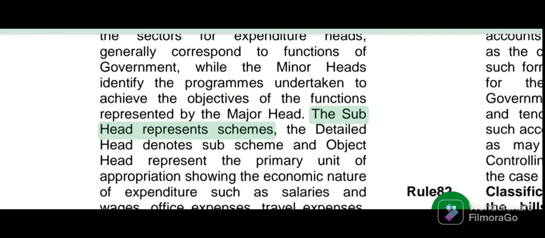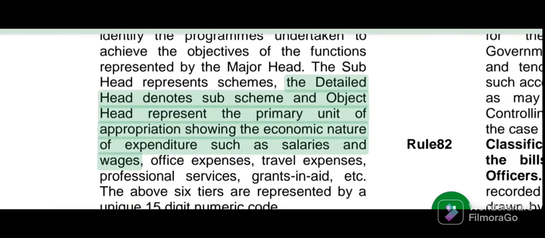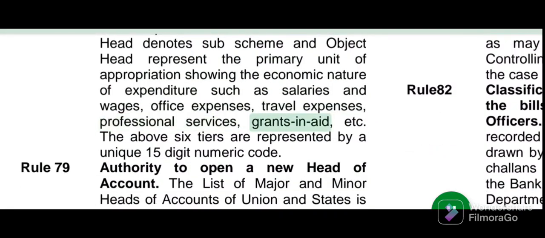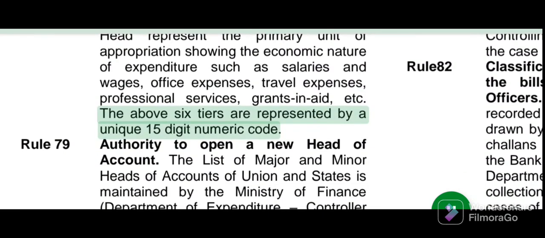The subhead represents schemes, the detailed head denotes sub-scheme, and object head represents the primary unit of appropriation showing the economic nature of expenditure such as salaries and wages, office expenses, travel expenses, professional services, grants and aid, etc. The above 6 tiers are represented by a unique 15-digit numeric code.